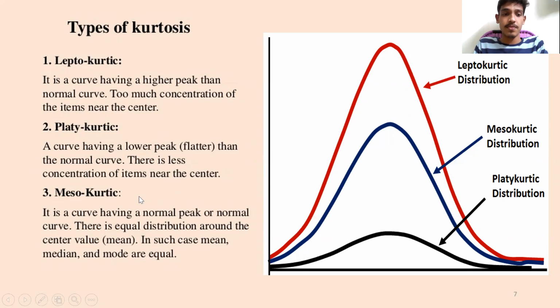Mesokurtic means a curve having a normal peak, or normal curve. There is equal distribution around the center value, that is, at the mean point. In such a case, mean, median, and mode are equal.